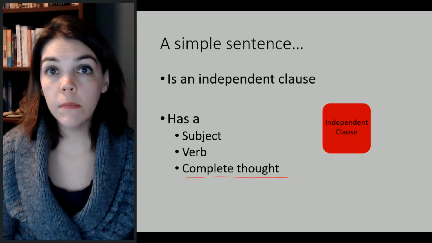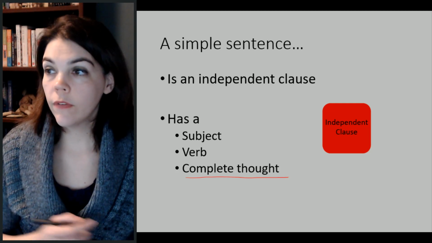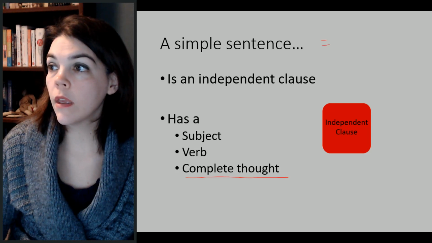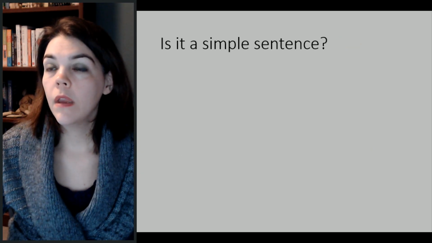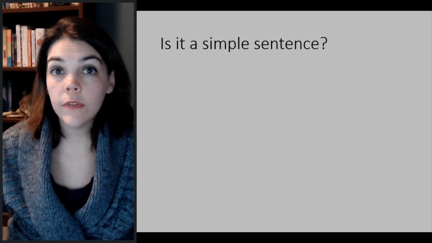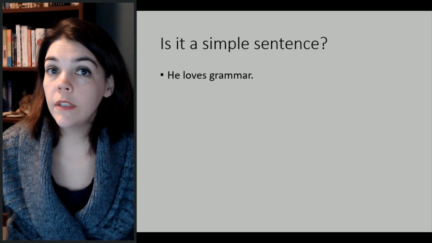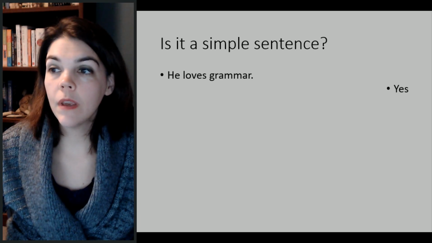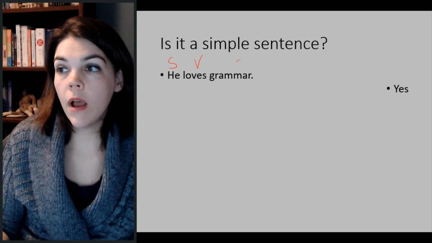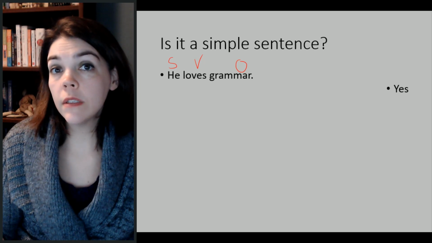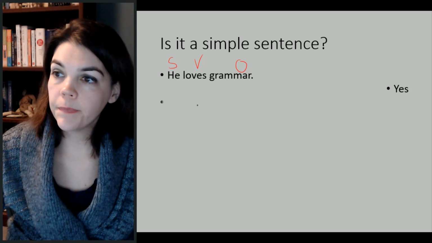So our very foundational building block for English is an independent clause. When you hear simple sentence, you can also think independent clause. That's how I'll write independent clause as I see. So here's a question for you. Here are some examples. Tell me, are they simple sentences? He loves grammar. Is it a simple sentence? It is. We can see that we have a subject and a verb. And in this one, we also have an object. We do not need an object to be a simple sentence, but you may have an object in a simple sentence.